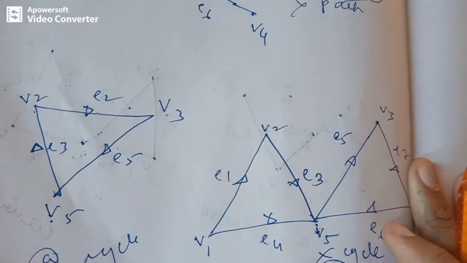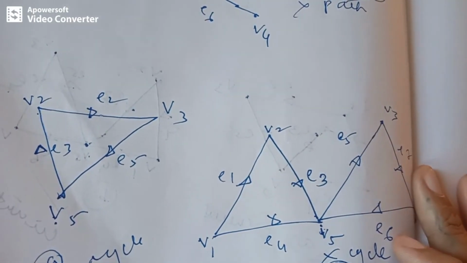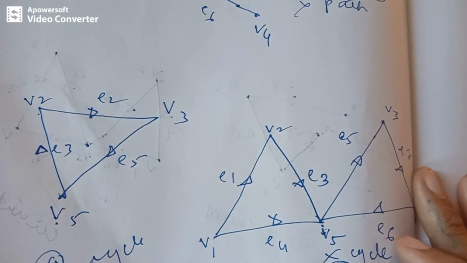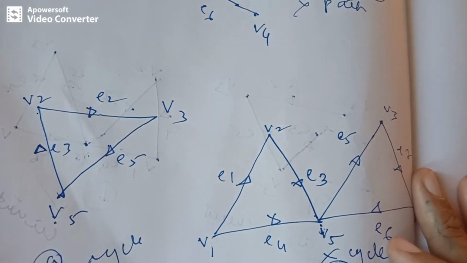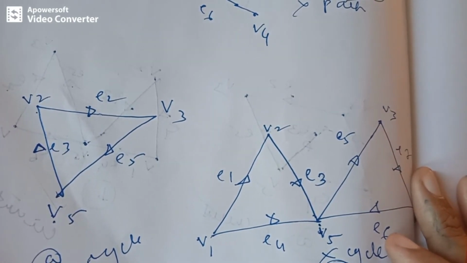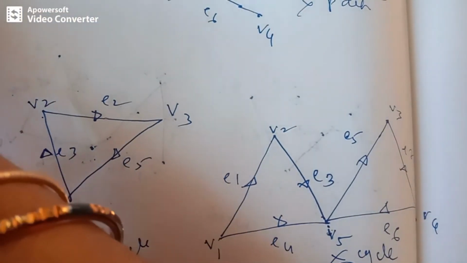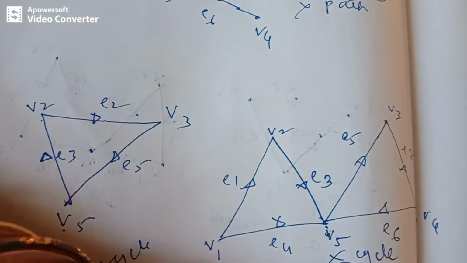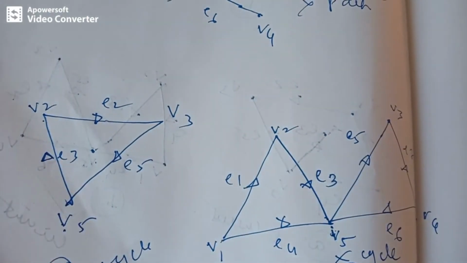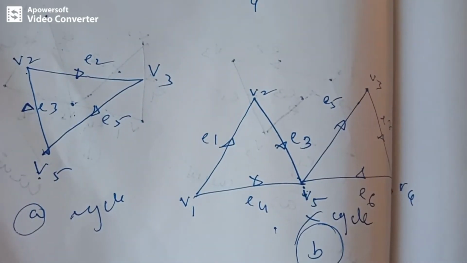So a walk can be open or closed, and in a walk a vertex or an edge can appear more than once. Whereas a trail is an open walk in which a vertex can appear more than once, but an edge cannot appear more than once. A circuit is a closed walk in which a vertex can appear more than once, but an edge cannot appear more than once. This is just a summary of whatever is done so far.